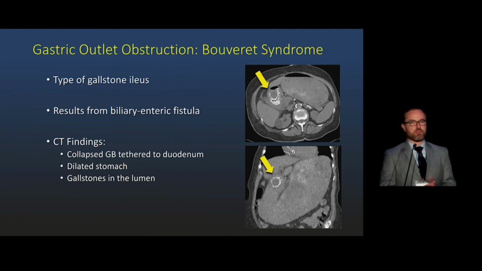Think of Bouveret syndrome as a subtype of gallstone ileus. It results from a fistula between the biliary tree and typically the duodenum. That fistula can sometimes be visualized. Other times you may just see gallstones in the lumen, a gastric outlet obstruction, and a collapsed gallbladder.